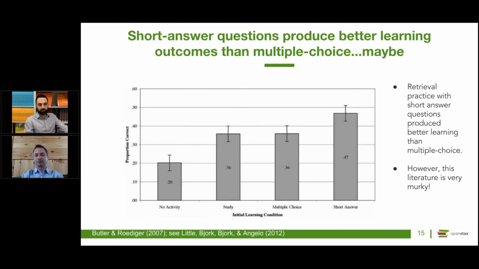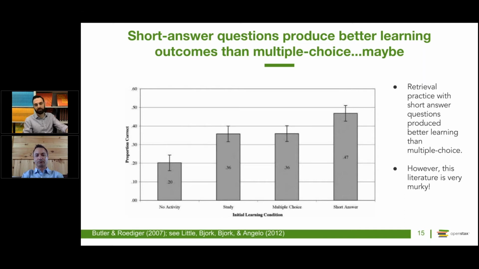Here's one example by Butler and Roediger in 2007. They compared students learning with short answer questions to multiple choice questions and two other control conditions, and they found that students recalled more on a later exam when they practiced with short answer than multiple choice. So in this case, it would seem that the intuitive belief makes sense. Short answer questions seem better than multiple choice.